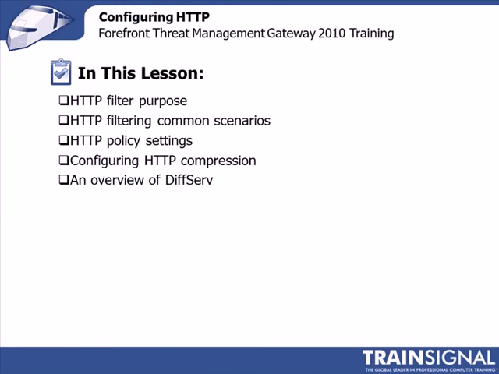We're going to cover some HTTP settings and configuration options that you have at your disposal in Threat Management Gateway, starting with the purpose of what's called the HTTP filter. From there, we'll move on to discuss some common scenarios with regard to the HTTP filter, and then we'll discuss some HTTP policy settings in general. After that, we'll move on to configuring HTTP compression, which is a way that you can save a little bit of money on bandwidth costs. And we'll wrap up with an overview discussion of what's called diffserv.